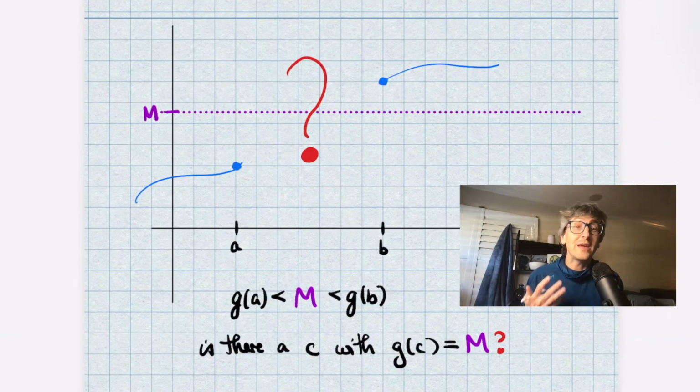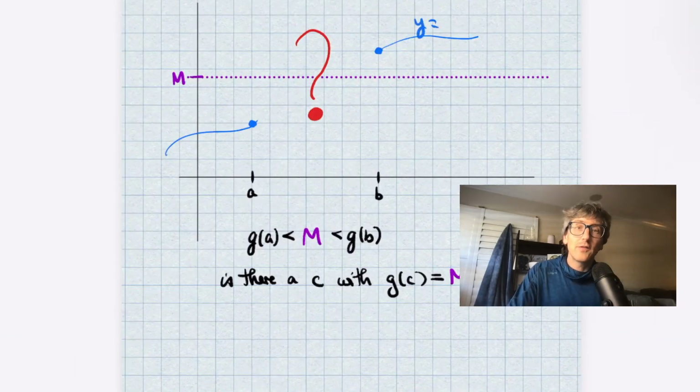You may have heard of something called the Intermediate Value Theorem, which says if you have a function that obtains two different values and that function is continuous, then it has to take on every intermediate value. So in the context of this picture here, our blue graph has to cross that purple line at some point.